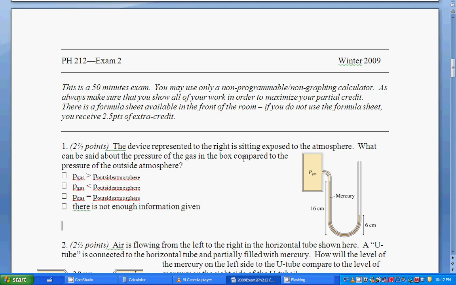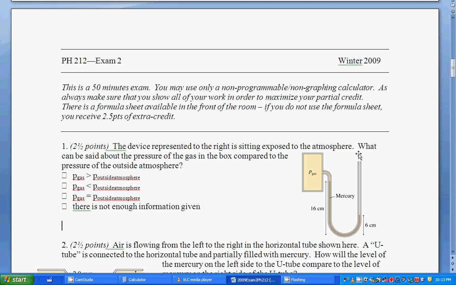The device represented here in this picture is exposed to the atmosphere. What can be said about the pressure of the gas in the box compared to the pressure of the outside atmosphere? Well, first thing to look at is that there's mercury in that U-tube. See that to the left, that gas chamber is totally enclosed, so the atmosphere doesn't press upon it. Meanwhile, the top of this tube is open to the atmosphere.